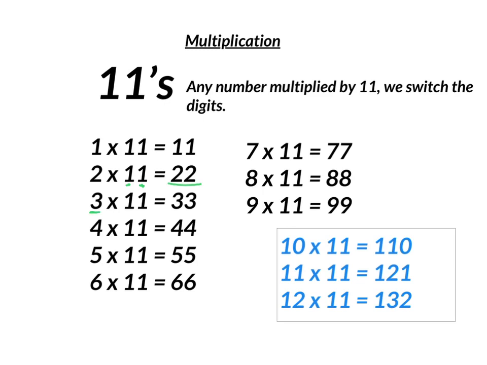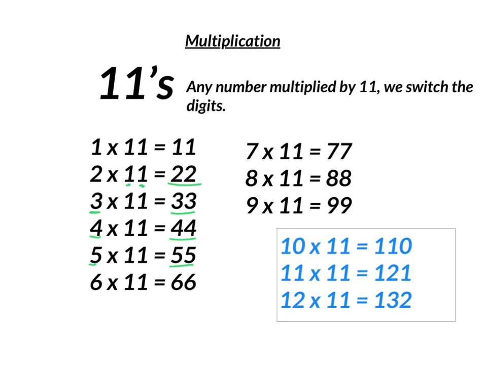3 times 11 is 33. 4 times 11 is 44. 5 times 11 is 55. This strategy works all the way up to 9 times 11, which equals 99. After that, 10 times 11, 11 times 11, and 12 times 11, the strategy doesn't work.